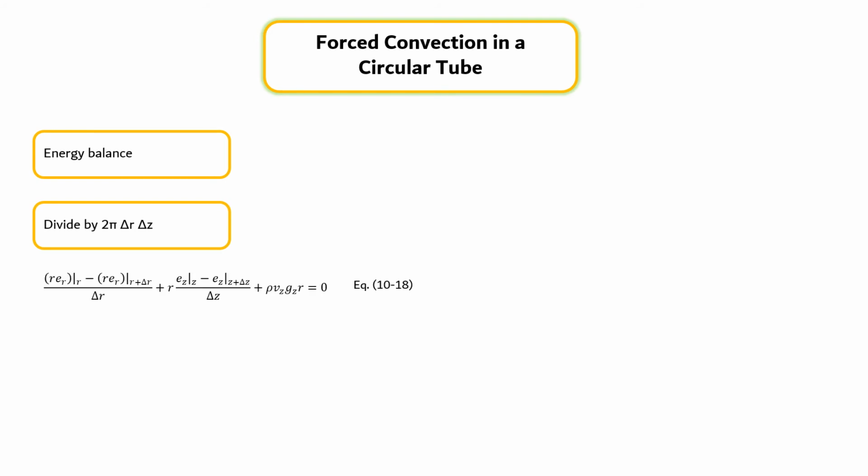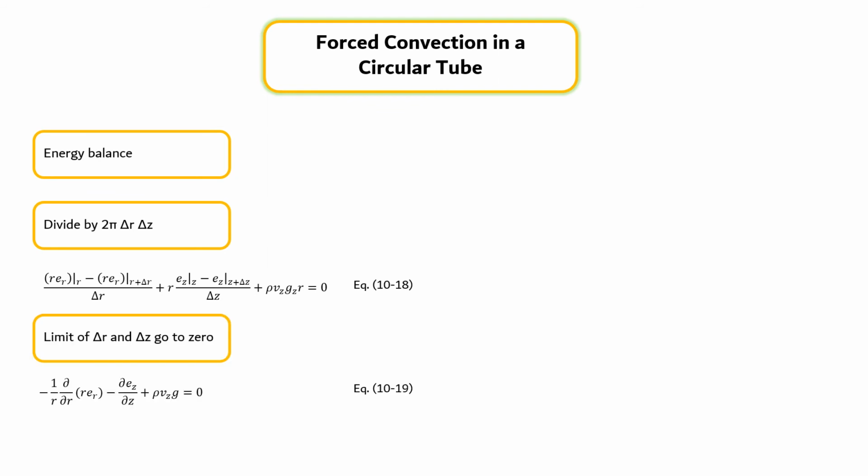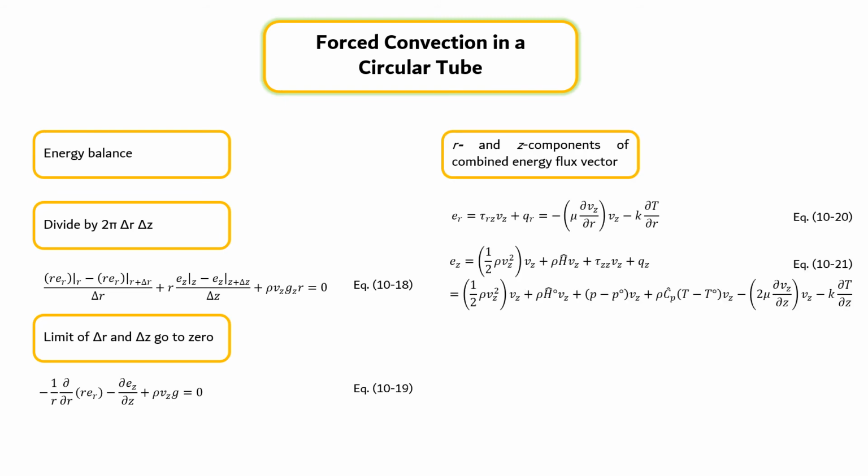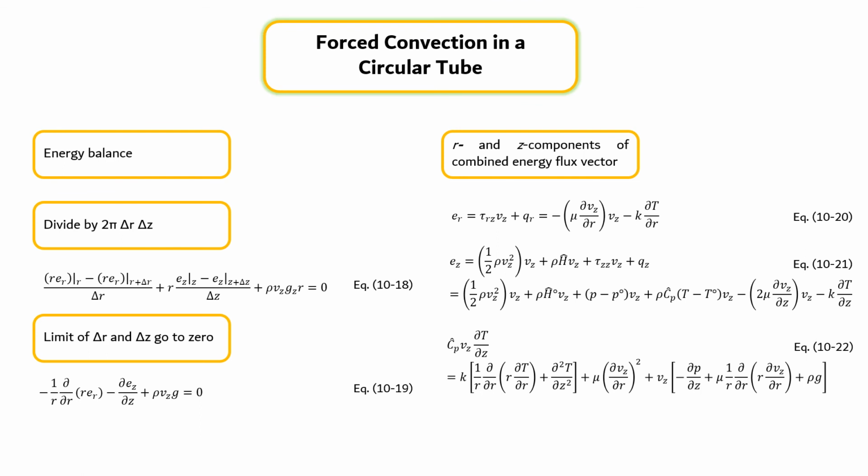As the limit of delta r and delta z goes to 0, equation 10.18 becomes equation 10.19. The expressions for the r and z components of the combined energy flux vector can be expressed by equation 10.20 and equation 10.21. Substituting these flux expressions into equation 10.19 and using the fact that vz depends only on r gives, after some rearrangement, equation 10.22.